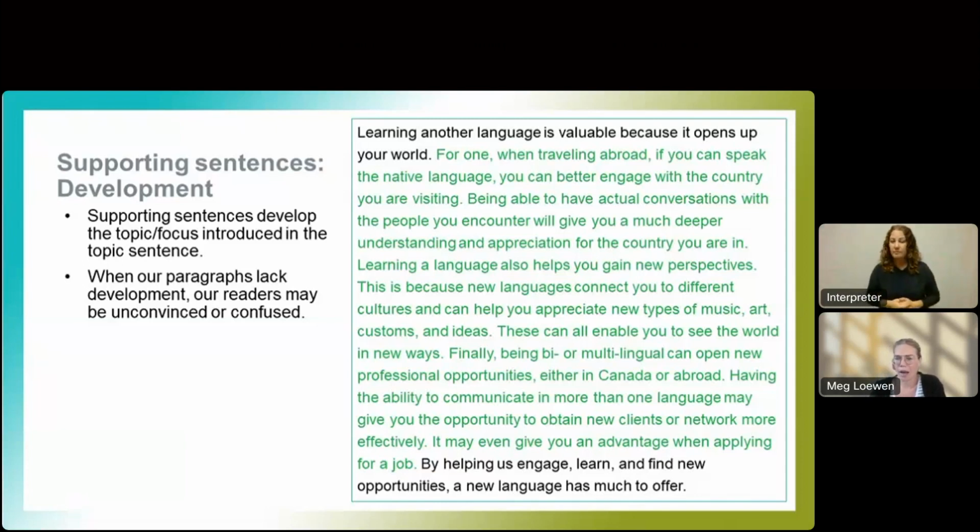The second thing that might happen if I don't provide enough development or enough supporting sentences is that my readers might be confused. They might find it hard to follow my ideas. They might be confused by the topic sentence in itself. So we need to ensure that we have developed our ideas enough so that our reader can find it easy to follow and maybe even change their mind or convince them that we're correct.